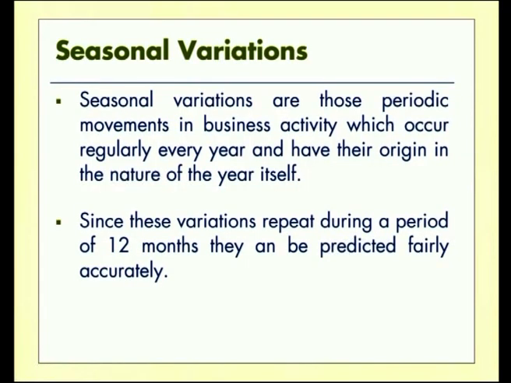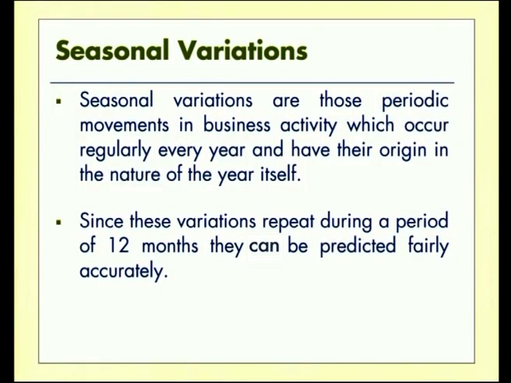Basically, what is meant by seasonal variations? Seasonal variations are those periodic movements in business activity which occur regularly every year and have their origin in the nature of the year itself. That is, changes within the year are said to be seasonal. If the data is given in terms of annual, then seasonal variations do not play any role there. Since these variations repeat during a period of 12 months, they can be predicted fairly accurately.